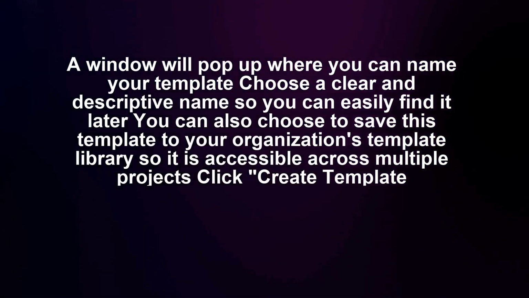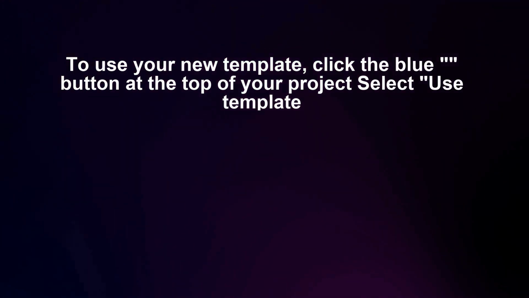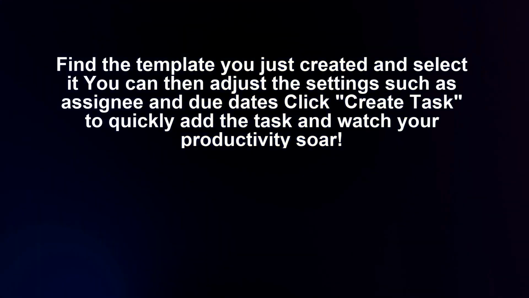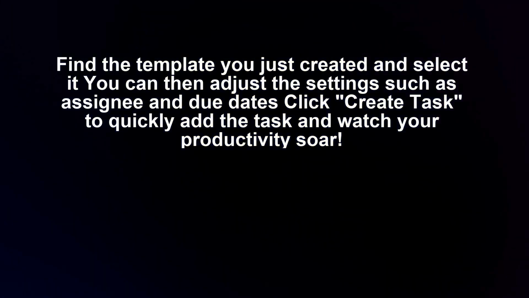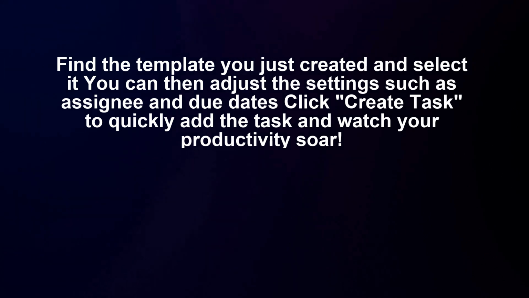Click Create Template. To use your new template, click the blue button at the top of your project. Select Use Template. Find the template you just created and select it. You can then adjust the settings such as assignee and due dates. Click Create Task to quickly add the task and watch your productivity soar.